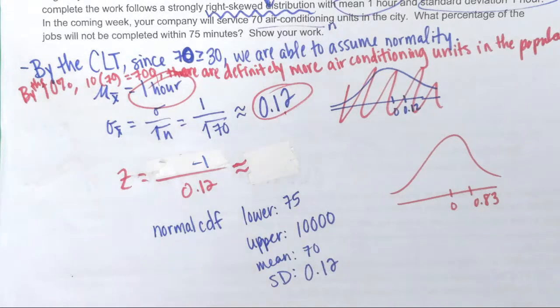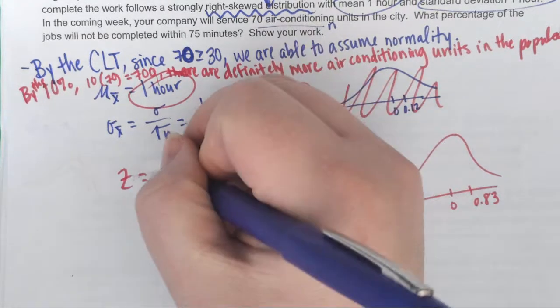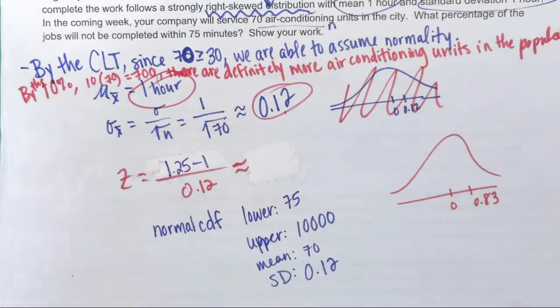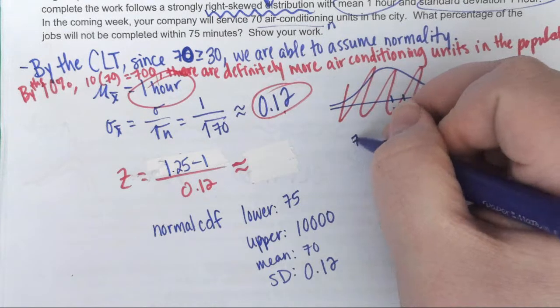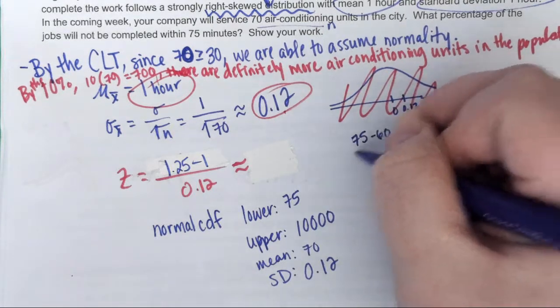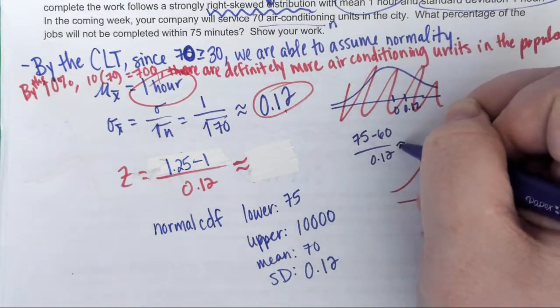Isn't that 1.1? So 1.25, because it's 15 minutes, and 15 minutes is 1/4 of an hour, 0.25. So yeah, okay. That's an alright z-score. Okay, but I'm with Kenzie of maybe I didn't want to convert it all. Maybe I just did 75 minutes minus 60 minutes over my standard deviation.